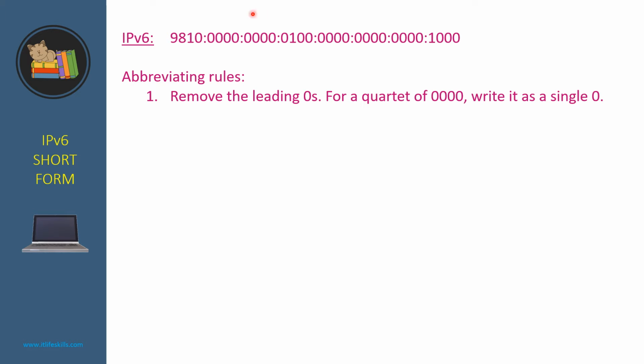So in this IP version 6 address, in the first quartet, there is no leading zero, so we just write it down. The second and the third quartets are all zeros, so we make them single zero. For the fourth quartet, we remove the leading zero and write it down. The fifth, the sixth, and the seventh quartets are all zeros, so we make them single zero. The last quartet, there is no leading zero, so we just write it down.